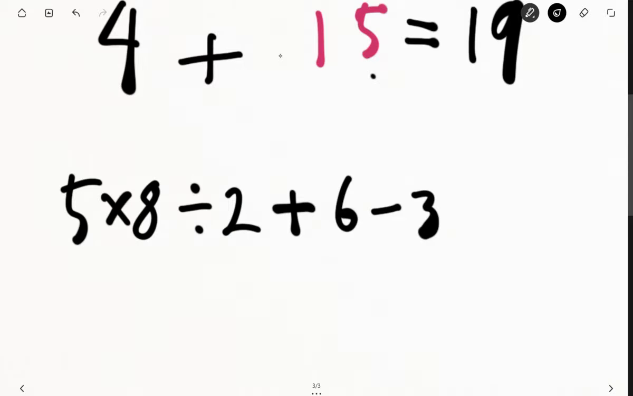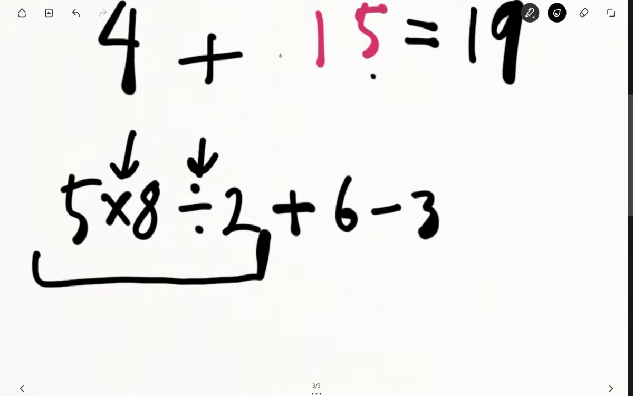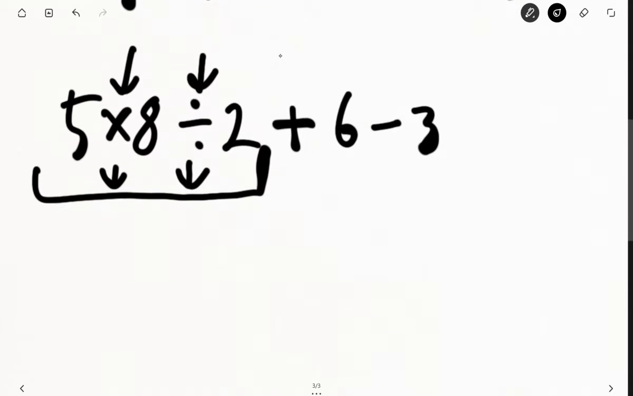So of the symbols in this problem, what are the most complicated ones? Multiplication and division, here and here. So let's go ahead and do these problems first. Now you might have another question. These operations here all seem kind of lumped together. Do I do 5 times 8 first? Do I do 8 divided by 2 first? And the answer is it actually doesn't matter, and I'm going to show you how that works right now.